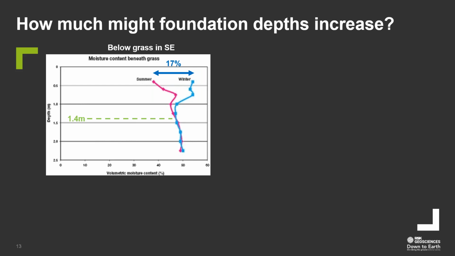So for a conventional foundation below just a grassed area in the southeast of the UK, probably around 1.4 meters takes you below any change in seasonal variation. This has not got trees nearby. But you could possibly say that at the typical foundation level of 1 meter for a highly shrinkable clay soil in the southeast, then a meter would seem to be a reasonable foundation design depth.